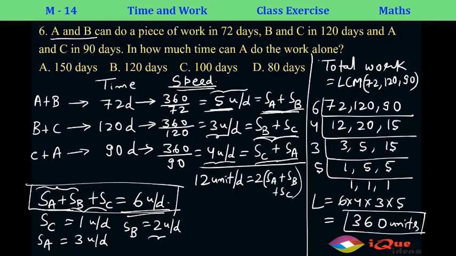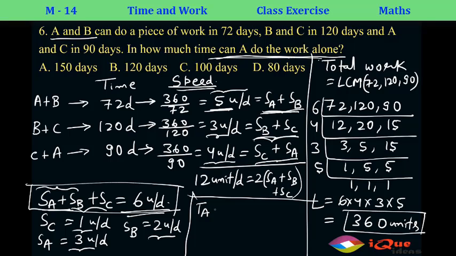So you have the speed of all the 3 workers individually. Speed of A is 3 units per day, B is 2 units per day, and C is 1 unit per day. Now what is the question asking? In how much time can A do the work alone? In fact, you can find the time taken alone by A, by B, by C. You can also find the time taken by A, B, C together. But in this case, we'll focus only on the question.